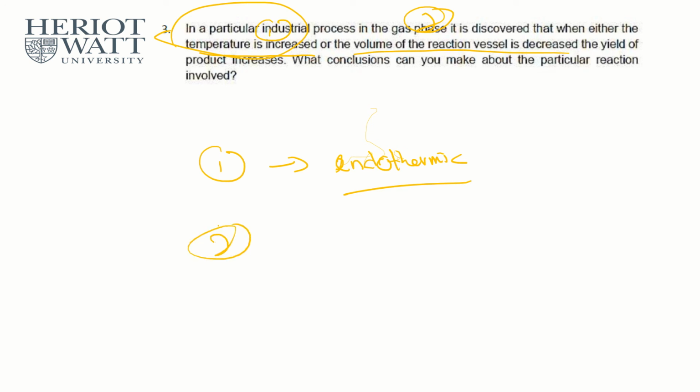And number 2, why does the yield increase when the volume of the reaction vessel decreases? When volume decreases, pressure increases. Of course, this is a reversible reaction, by the way. When pressure increases, where does it shift? It shifts to the side with fewer moles of gas. Lower number of gas. And here they say the product increases, which means on the product side, you have fewer moles of gas. Fewer moles of gaseous product in this reaction. That's what we can deduce. So these are the two conclusions that we made.